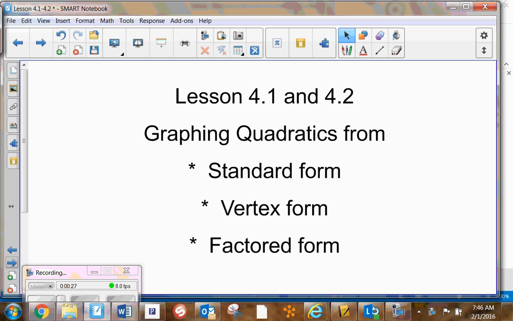So here are the things we're going to cover, 4.1 and 4.2 today. Let me write this down just to give your brain someplace to organize. We're going to graph quadratics using our a, h and k knowledge, and we're going to graph them from all three forms, because just like with linear in Algebra 1, you had the point-slope form, the standard form, and the slope-intercept form. Well, in quadratics, you have forms as well.